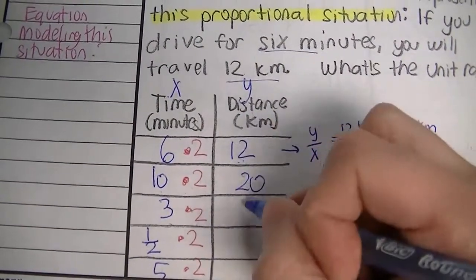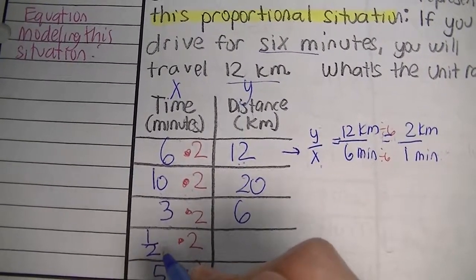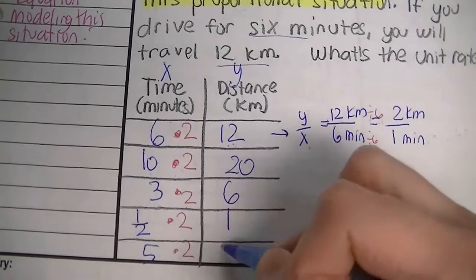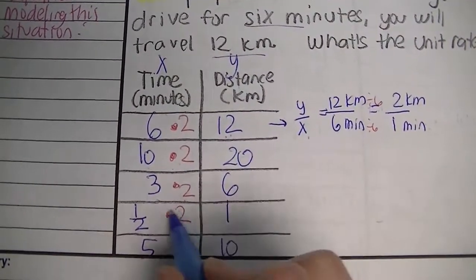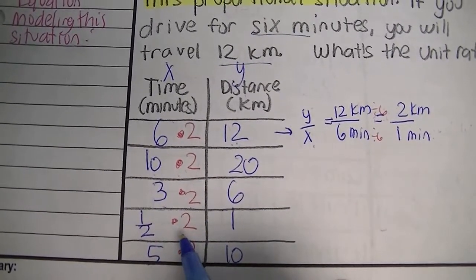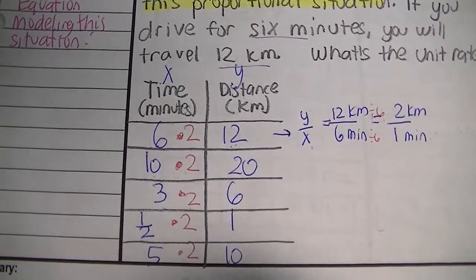3 times 2 is 6. 1/2 times 2, so double a half, that is 1. 5 times 2 is 10. Okay. Hey, is this the unit rate right here? No, that is not the unit rate. Remember, x has to be 1 for that corresponding y value to be the unit rate.